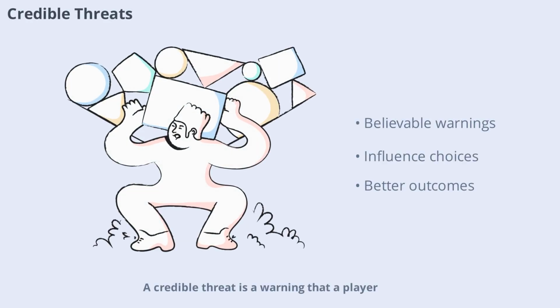A credible threat is a warning that a player will take a specific action if certain conditions are met, and the other players believe it will actually happen. In negotiations or conflicts, making credible threats can influence others' choices and lead to better outcomes. Game theory helps identify when threats are believable and effective.